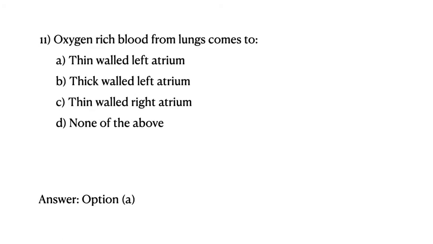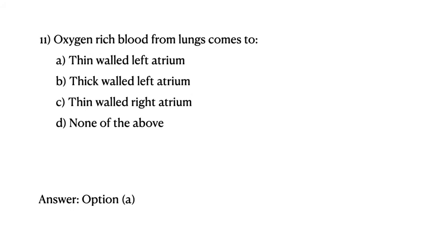Question number 11. Oxygen rich blood from lungs comes to A, thin walled left atrium, B, thick walled left atrium, C, thin walled right atrium, D, none of the above. Now children, what would be the answer here? Yes, the answer is thin walled left atrium. The oxygenated blood from lungs enters left atrium of the heart. Okay, and from there it goes to left ventricle. So here option A is the correct answer, that is thin walled left atrium.